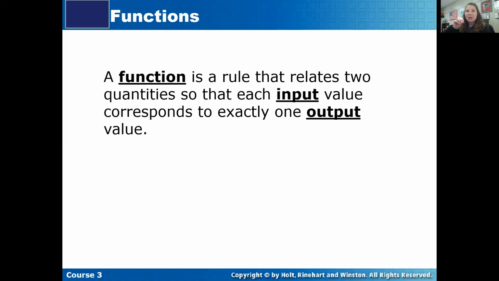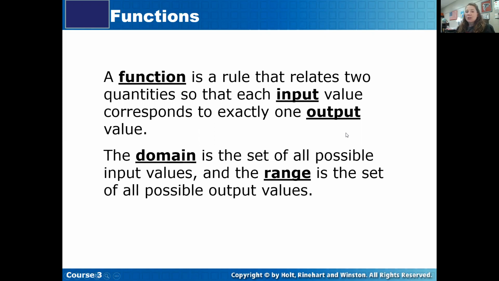Something's wrong with it. So that's kind of an example. That is an example of a function. So for every input, so flipping the light switch, there should be only one output. One thing should happen. For every input value, there is a unique output value. So that's basically what this says. A function relates two quantities so that each input value corresponds to exactly one output value.